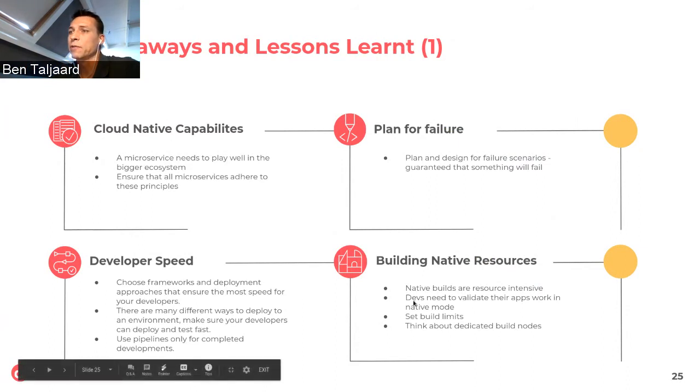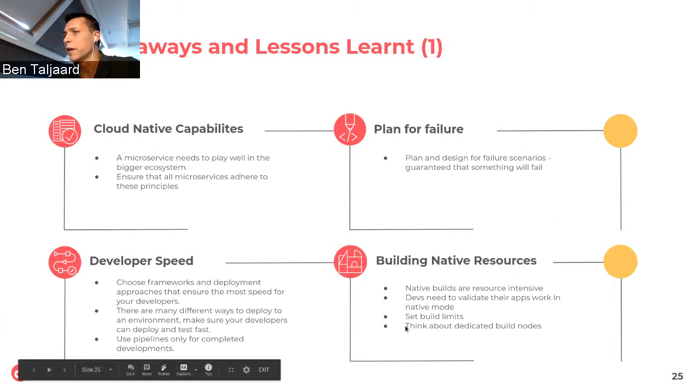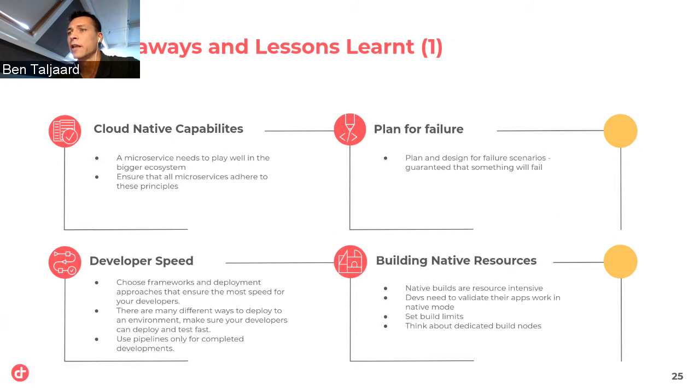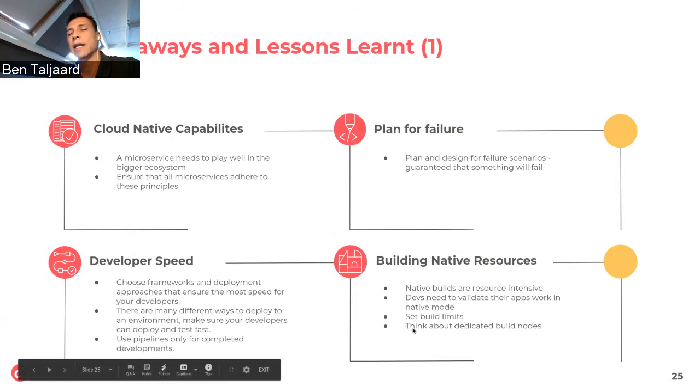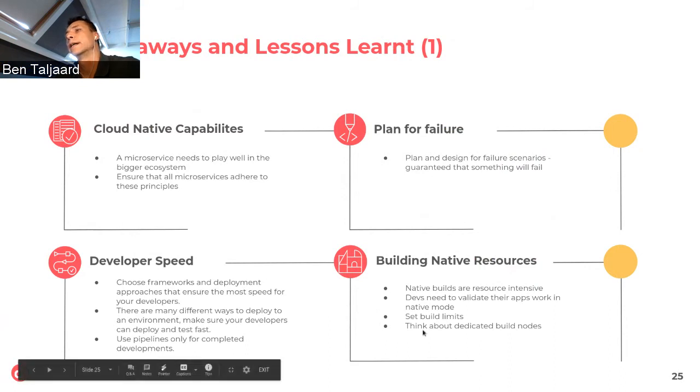Developers need to validate their apps work in native mode as well, just because of the way things are assembled during build time. And when we go to a platform like OpenShift or Kubernetes, think maybe about doing dedicated build nodes. So assign some build nodes that can actually deal with the resources of native builds, and that does not interfere with your normal processing nodes.